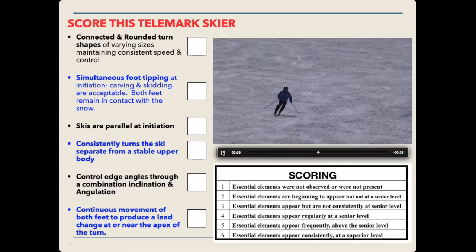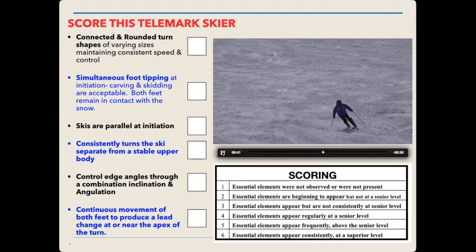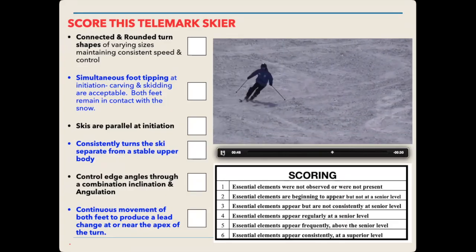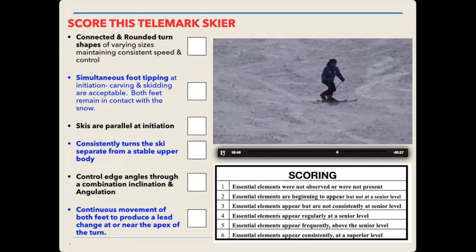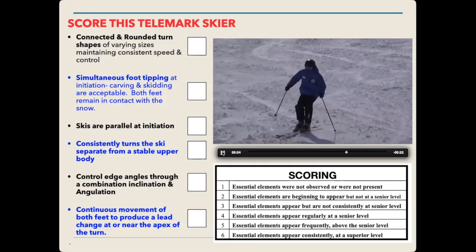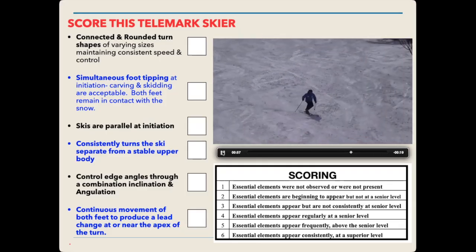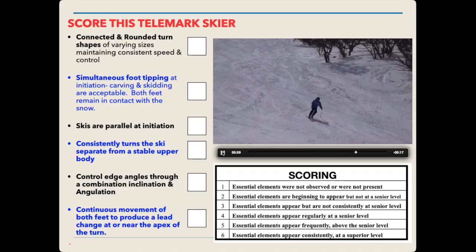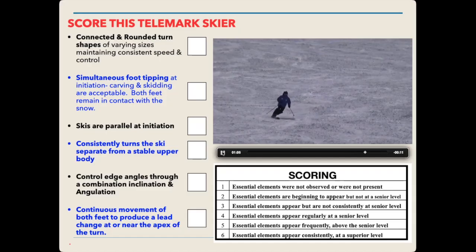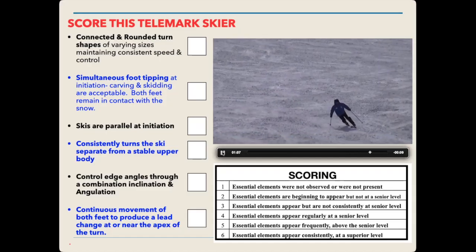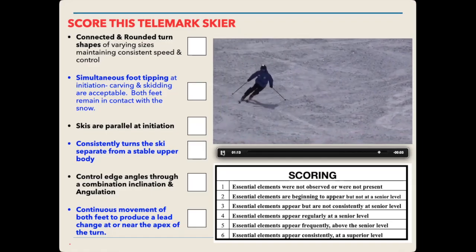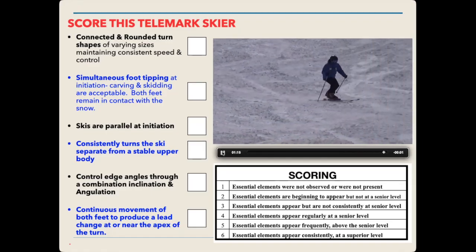Continuous movement of both feet to produce a lead change at or near the apex of the turn. This might seem like I'm being a little critical, but I see the lead change being a little bit early, especially on these shorter turns. If I was doing a little coaching for this skier, I would tell them to be a little more deliberate and delay the initiation of that lead change on those shorter turns. And so I would score that a 3 for this run.